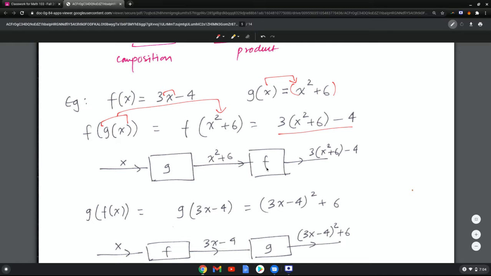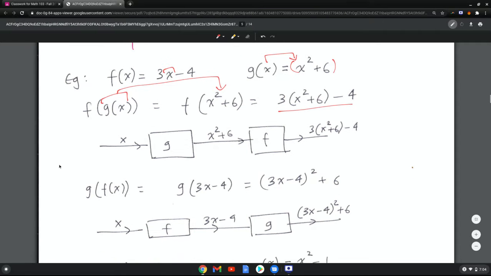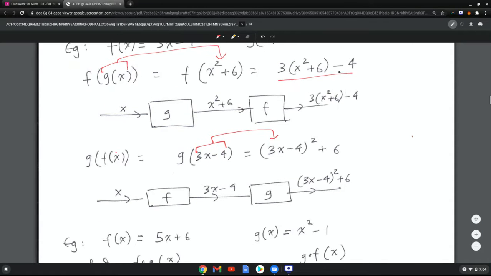In the diagram, that's what it's going to look like. And the other way around, g(f(x)), we would feed x into f, which gives me 3x − 4, and we feed 3x − 4 into g. So again, they are not necessarily going to be the same.